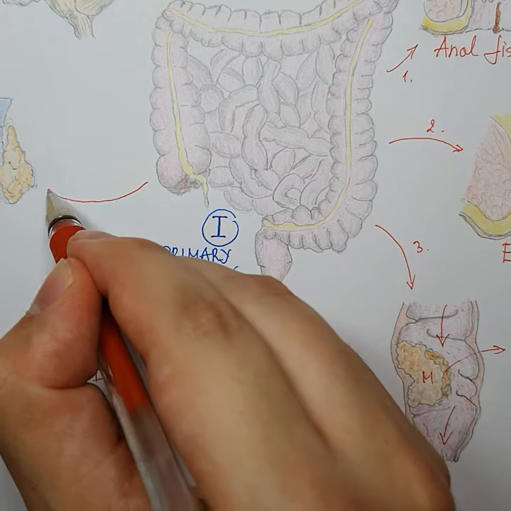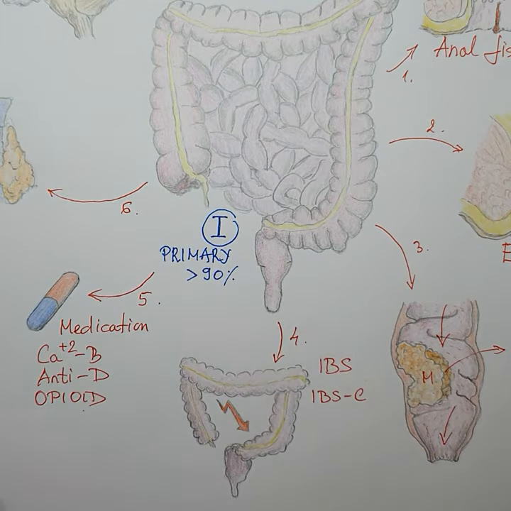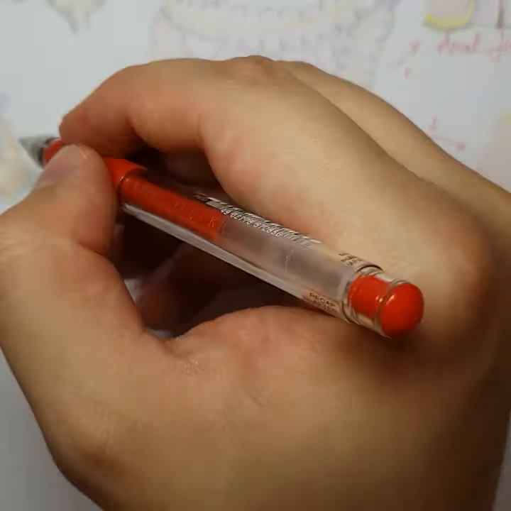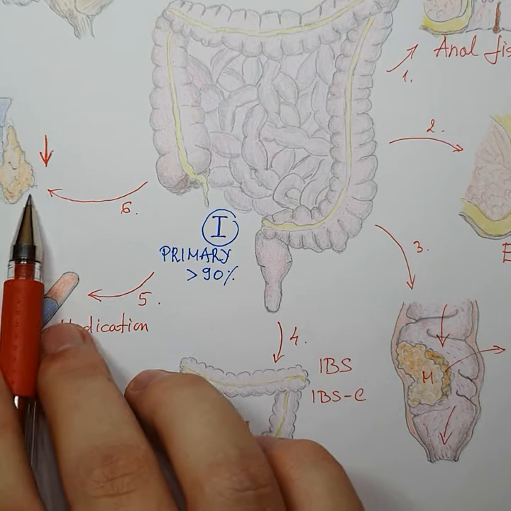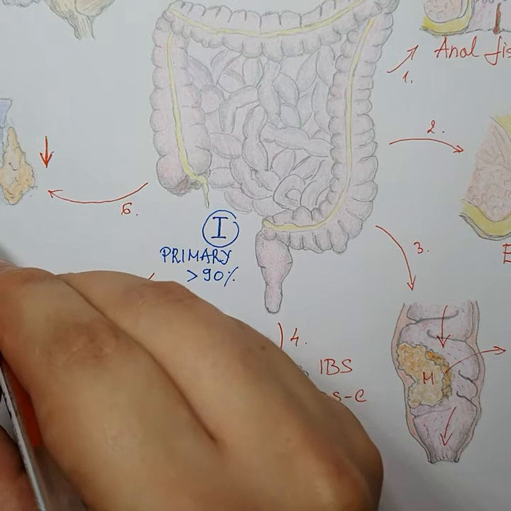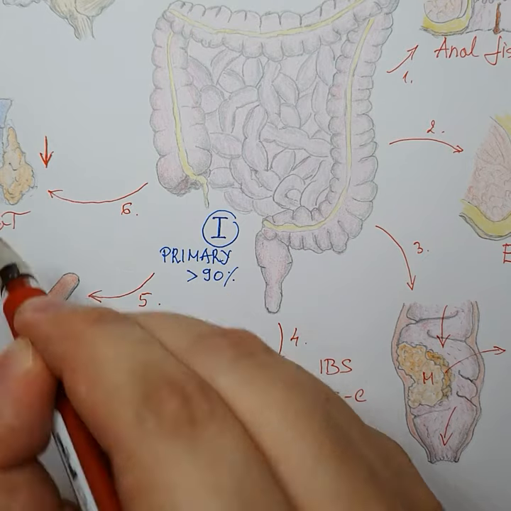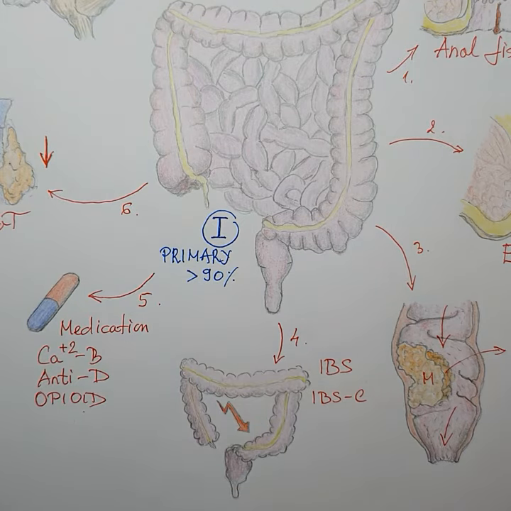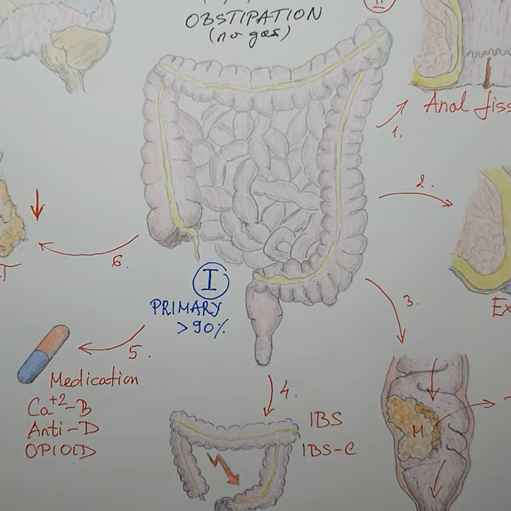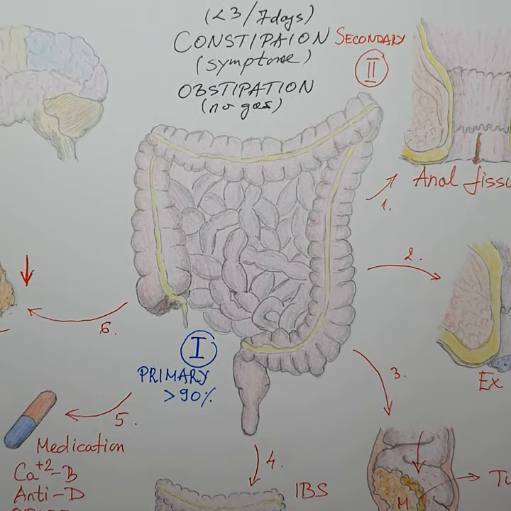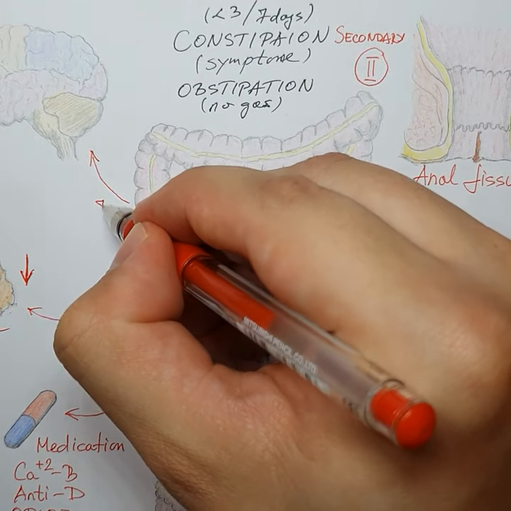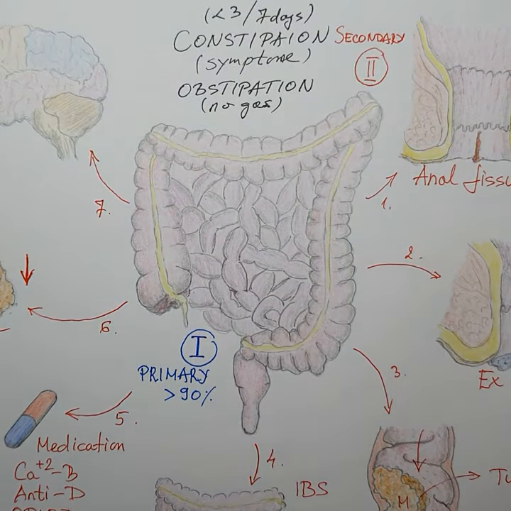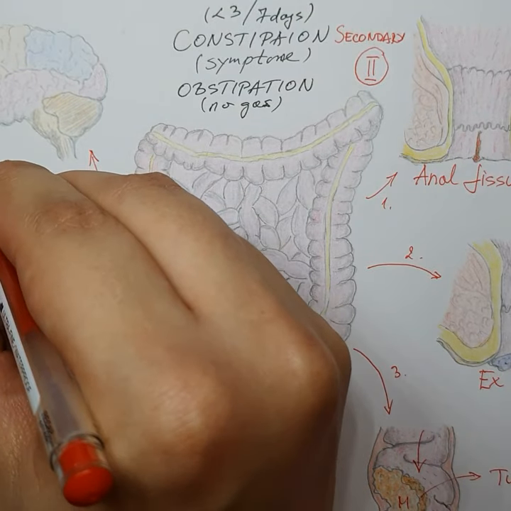Then we have many endocrine problems. I put here the thyroid gland. So hypothyroidism, the dysfunction where we have the loss of function of the thyroid gland, can also give constipation as one of its symptoms. That is one option. Then we have neurological diseases that often can give problems, and there are many of these diseases.